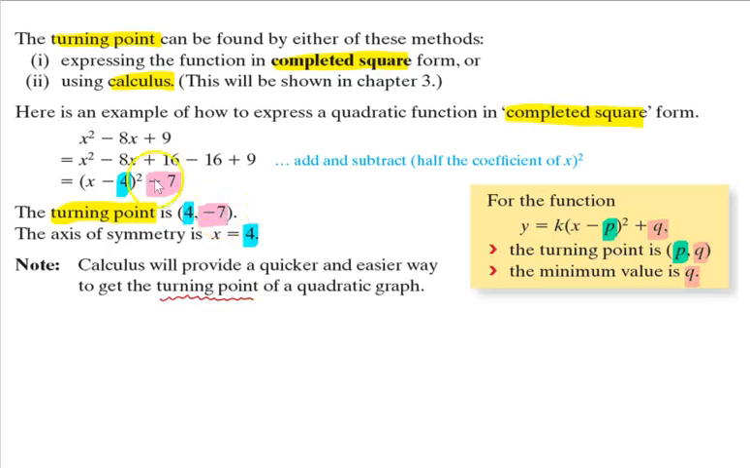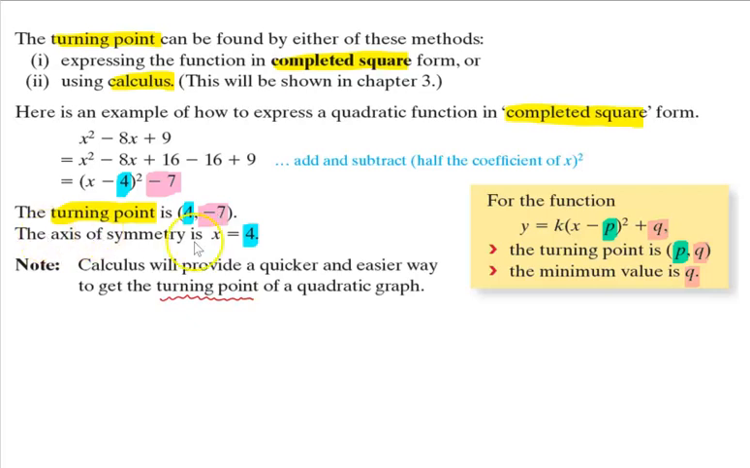The y value is minus 7 because the number at the end, stuck onto the brackets that were squared, is minus 7. So that stays the same, the sign does not change. And in terms of our little formula over here, that's the q. So plus q remains q, but the p becomes the opposite sign. So the turning point is (4, minus 7). So that would be the minimum point of our graph, our U-shaped graph.